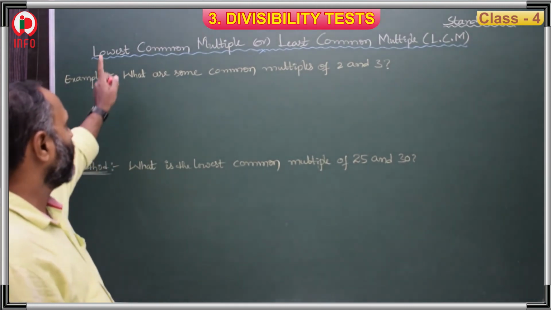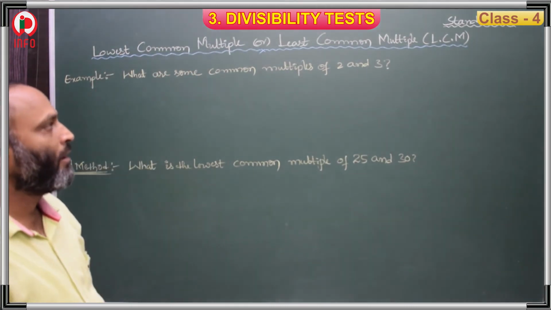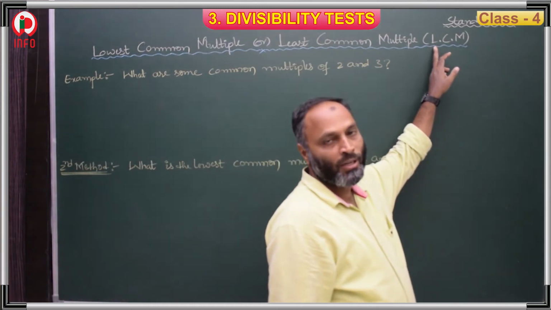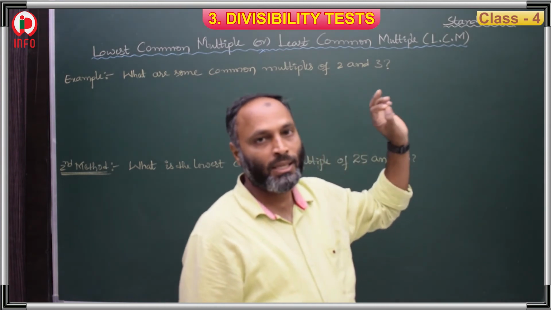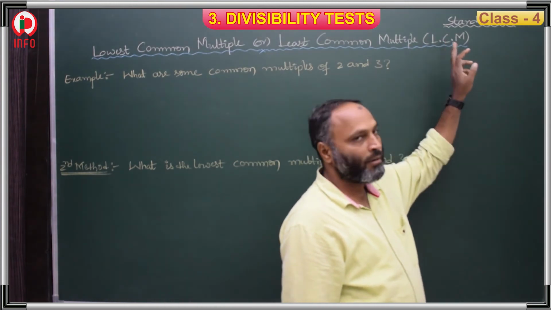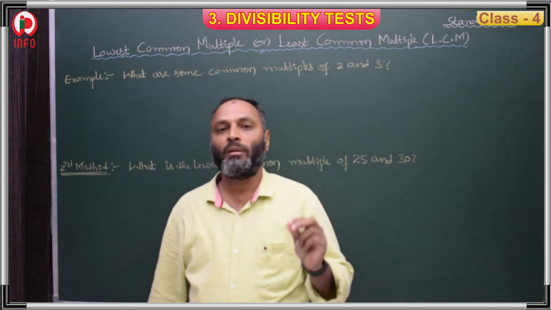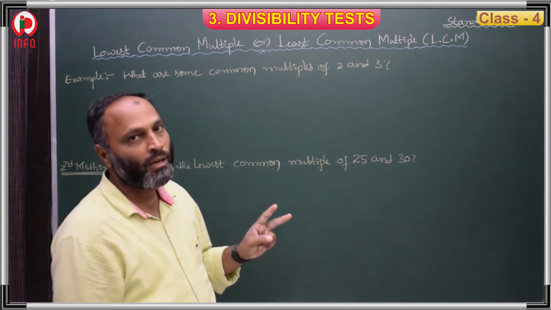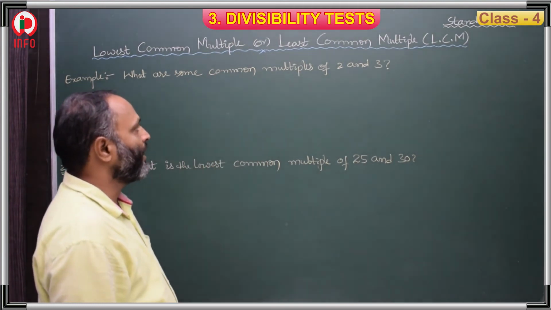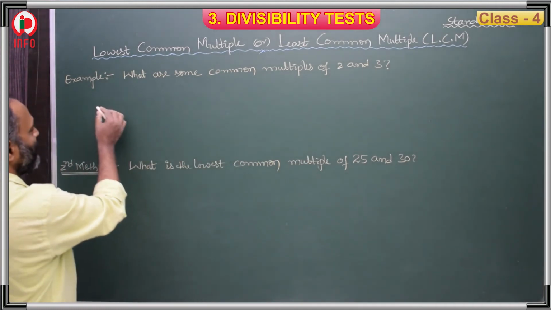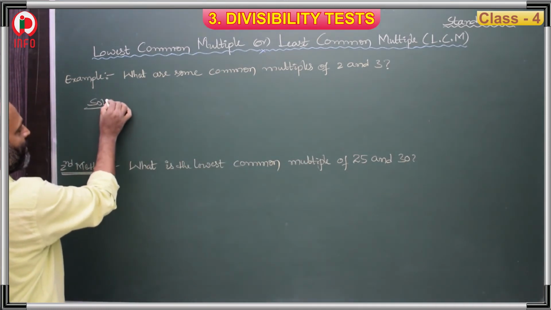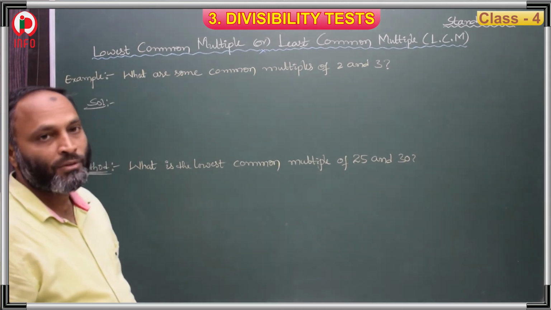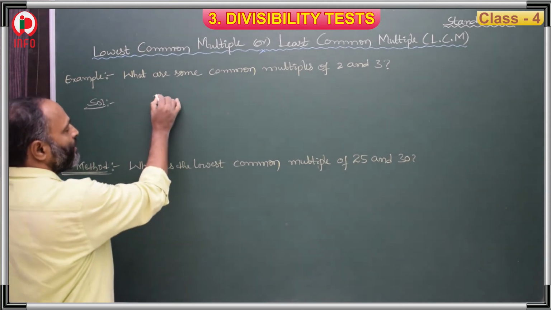Now, lowest common multiple or least common multiple. In short we call it LCM. L stands for lowest or least common multiple. How do we find the least common multiple? We have two methods. In the first method, what are the common multiples of 2 and 3? First, write the multiples of 2.